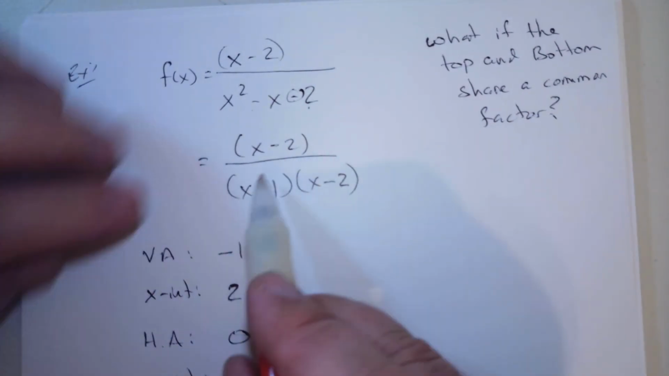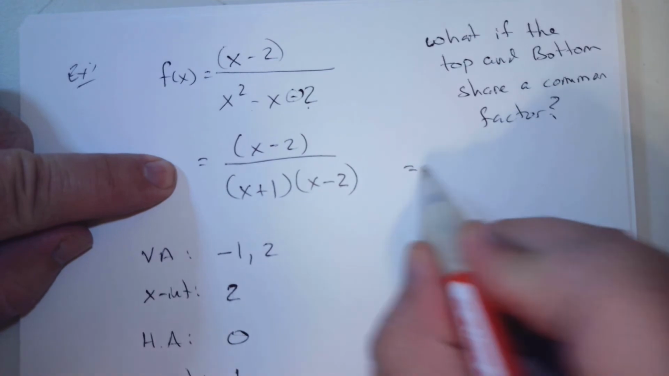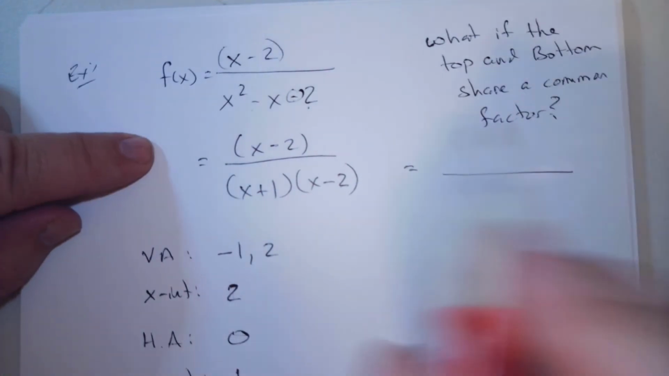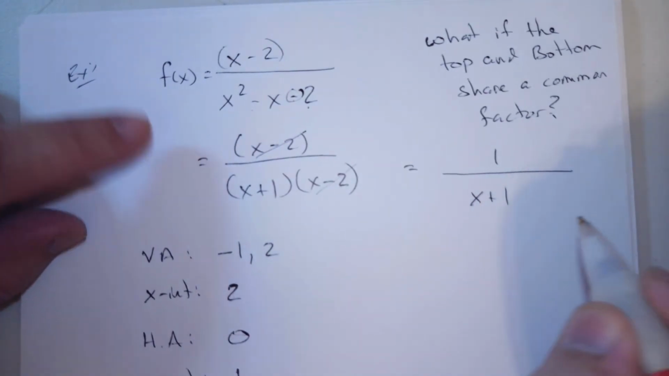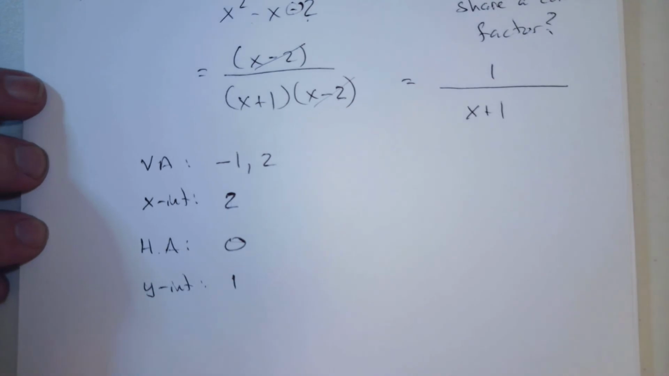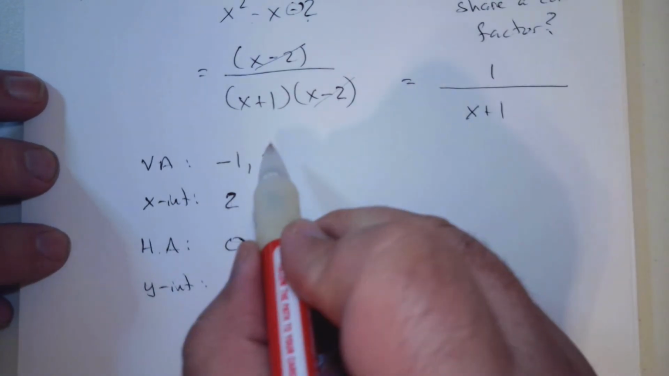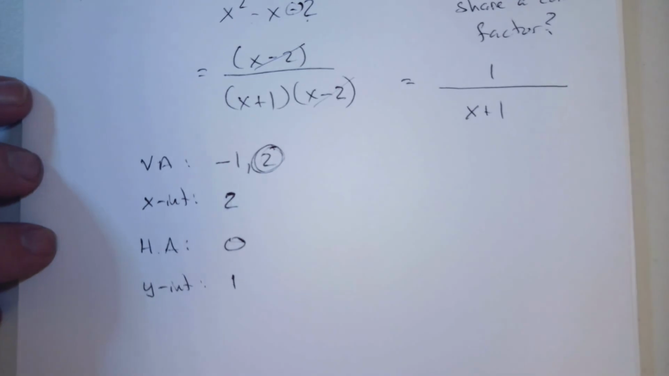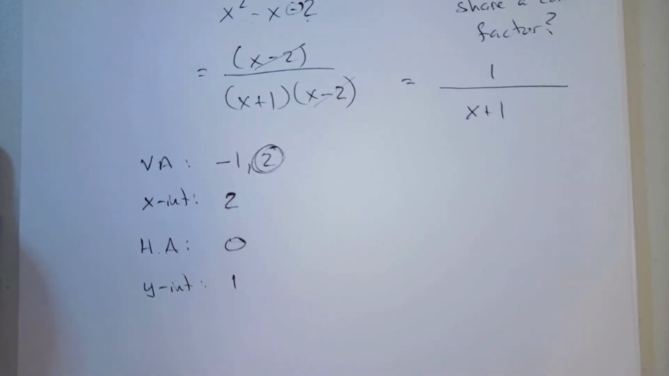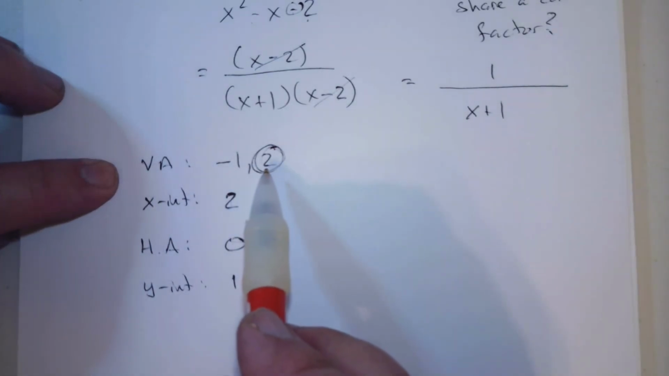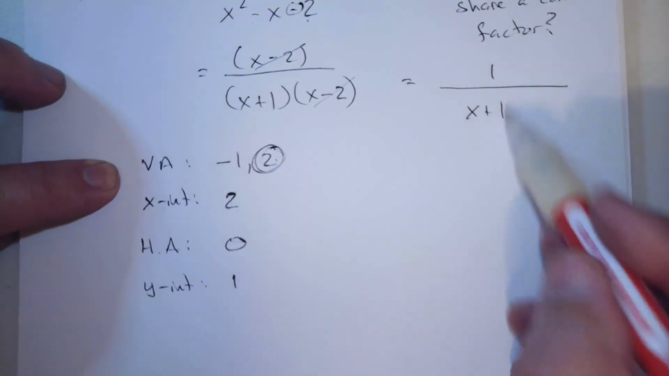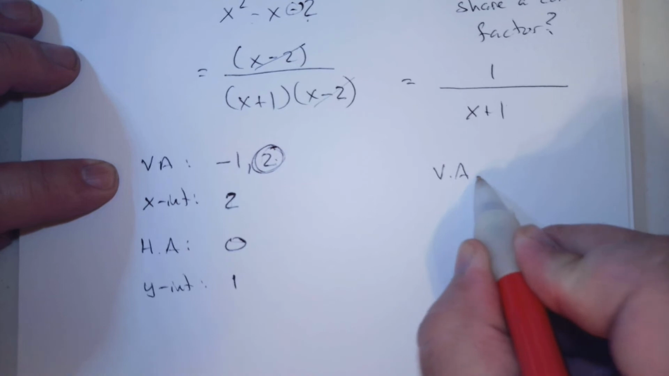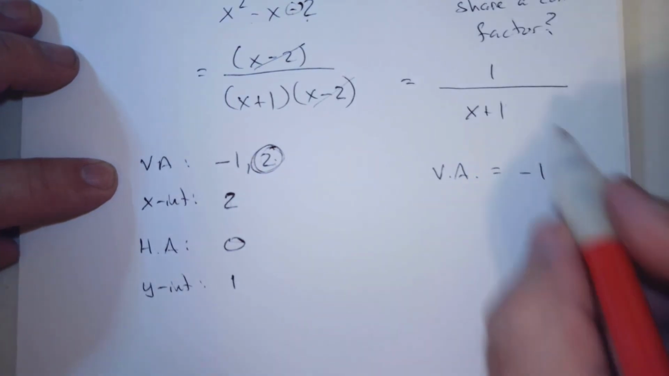So far, this is what it looks like at this stage. But if you cancel out common factors, we just used to have our vertical asymptote at negative 1 and 2. Now we lost the 2, it's no longer there. So our vertical asymptote now is at negative 1, because you set that equal to 0.